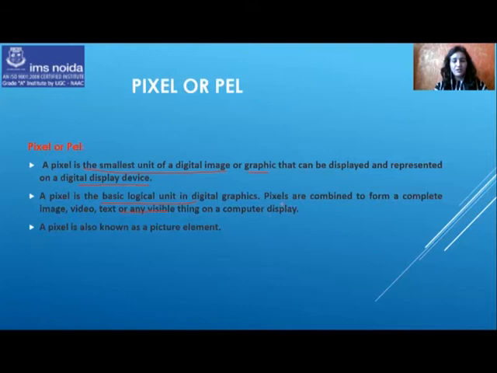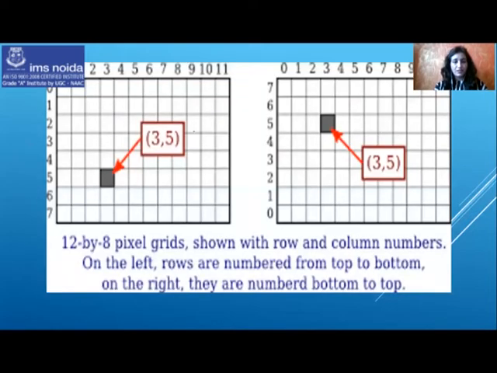So any image, any video, any text which we are seeing is made up of pixels. A pixel is the smallest element, a picture element, right? Without pixels, nothing is possible in graphics. Next, as you can see, this diagram shows the pixels in an image. Suppose this is a display area, this is 0 and this is the x-axis. In increasing order on the screen, this is the y-axis, right?